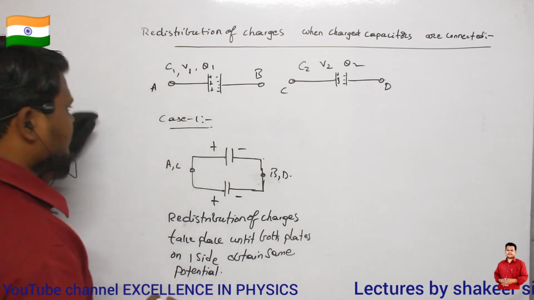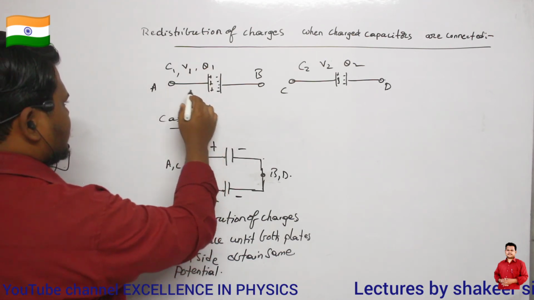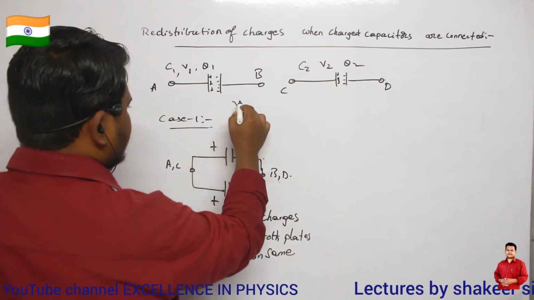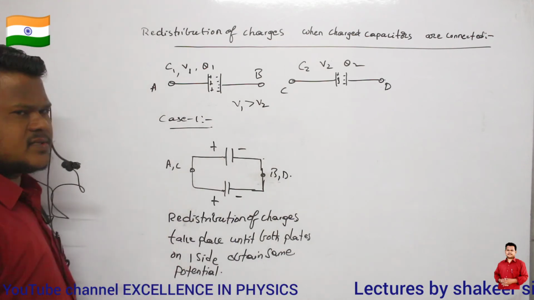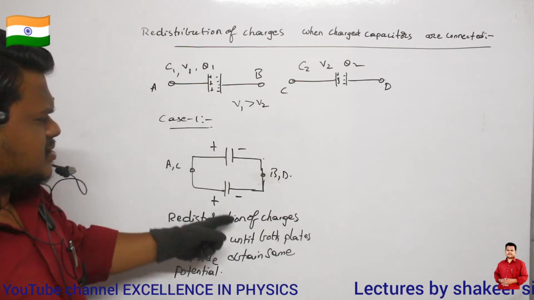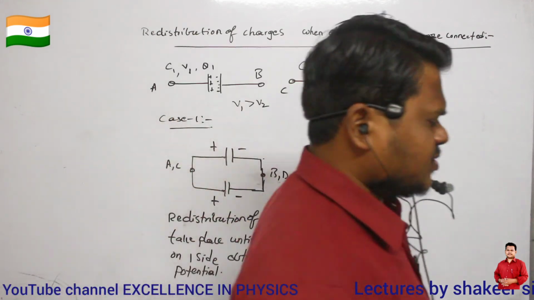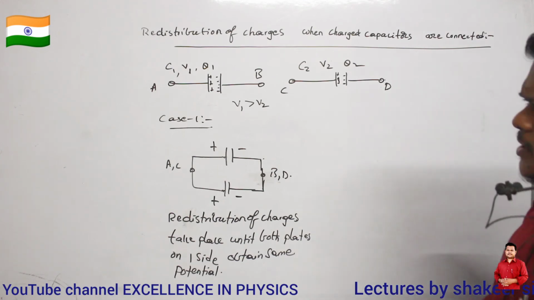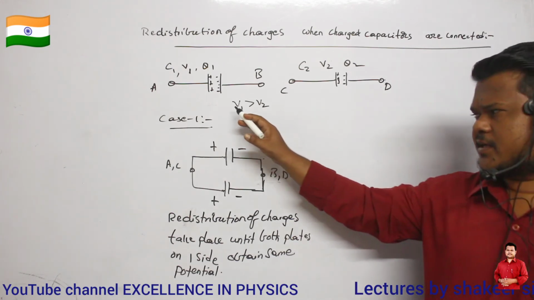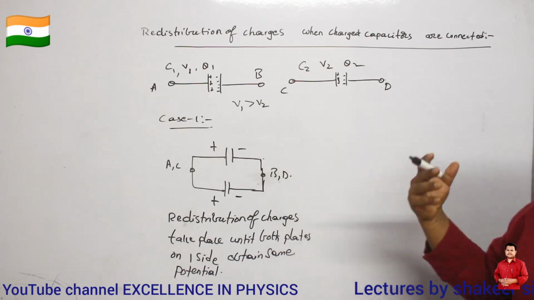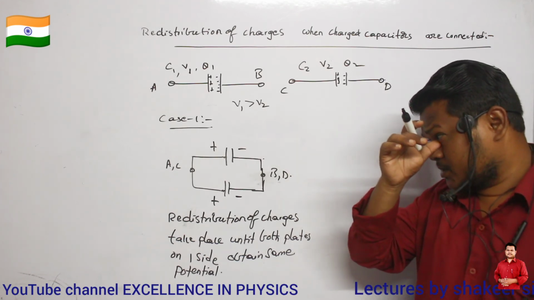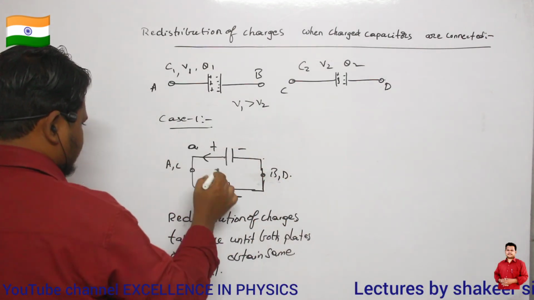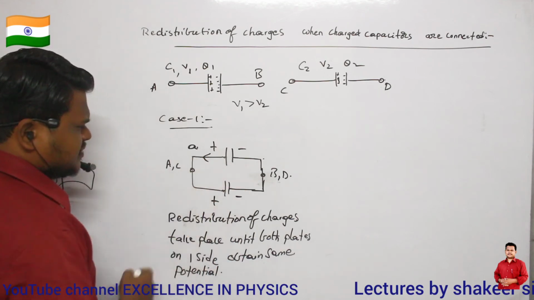So if I consider this first capacitor is at a potential of V1 and second capacitor is at a potential of V2, let us consider V1 is greater than V2. Then charges will transfer from which capacitor to which capacitor? V1 is at a higher potential, V2 is at a lesser potential. Positive charges will transfer from first capacitor to second capacitor. So this is the direction of charge transfer.